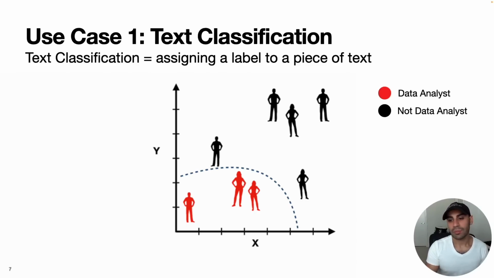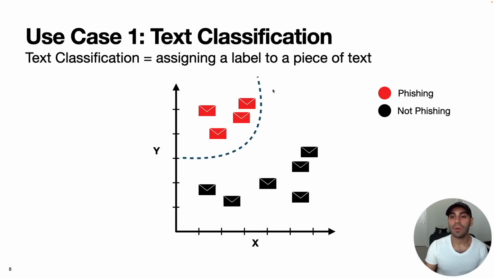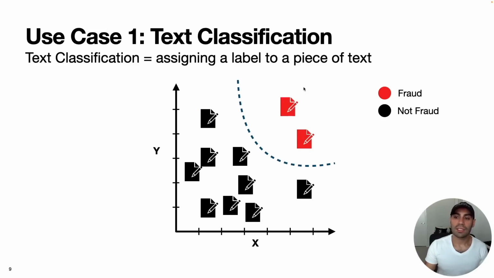So that might be pretty simple here because anything to the left of this blue line we could label as a data analyst, and anything to the right we could label as not a data analyst. However, text classification is a broadly applicable use case. Some other situations might be classifying emails as phishing attacks versus not phishing attacks, or classifying credit applications as fraudulent or not fraudulent. And the list goes on and on and on. With this high-level understanding, let's see what text classification with text embeddings looks like in code.